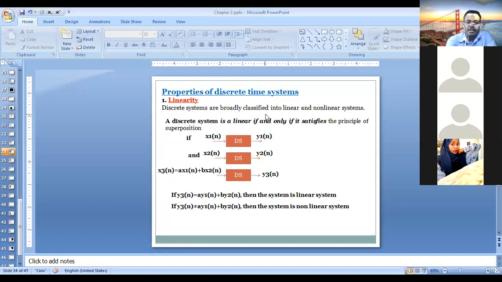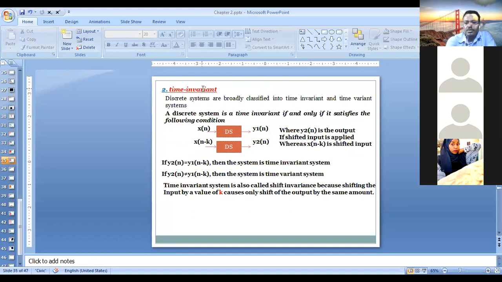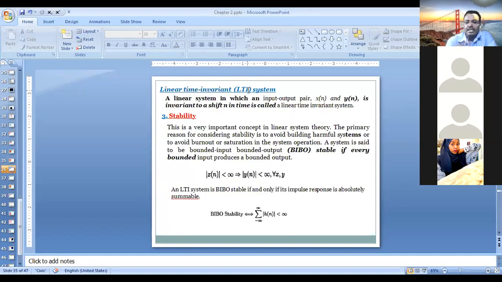Linear plus time invariance, a combination. We call these systems LTI systems. A very important class of systems. We will come to them when we come to the processing. We'll see these systems again.